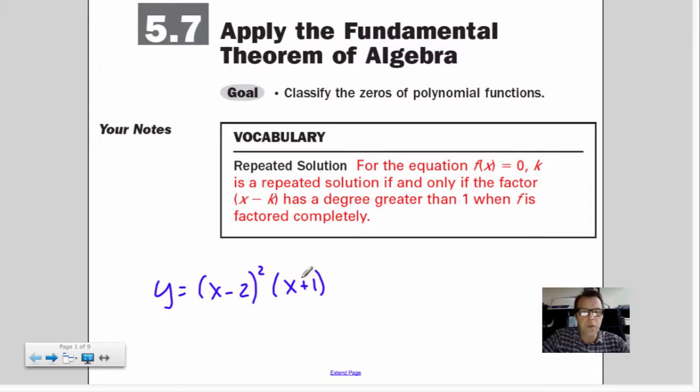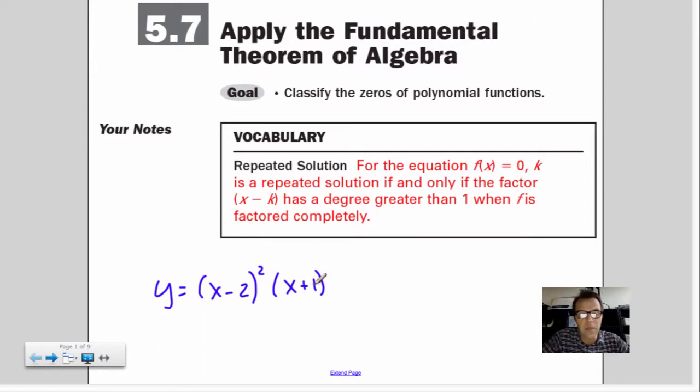So first, we want to identify this key vocab word, which is repeated solutions. For every function, when we set it equal to 0, k is a repeated solution if and only if the factor x minus k has a degree greater than 1 when f is factored completely.